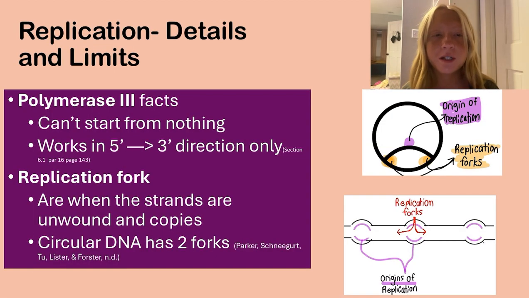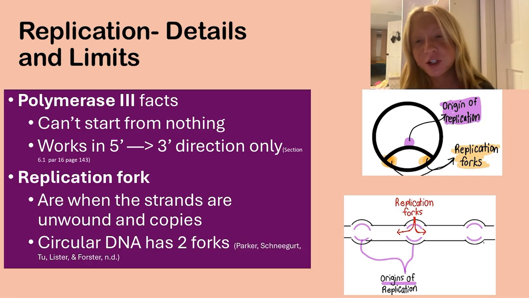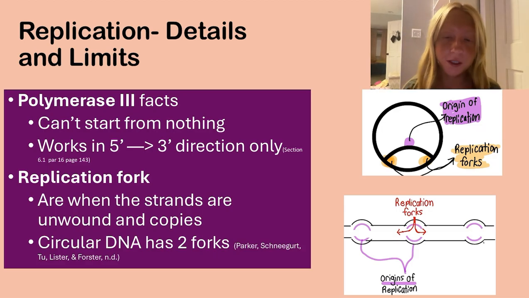So there are some limits on replication. DNA polymerase 3 can't start on its own. It can only begin and add to an existing chain, and it only builds in the 5' to 3' direction. And replication forks are where the strands are unwound and copied. The circular DNA has 2 forks, like I said before, and the eukaryotic has, say, 100 replication origins. Then it has 200 forks.